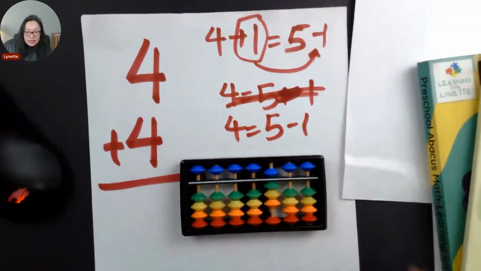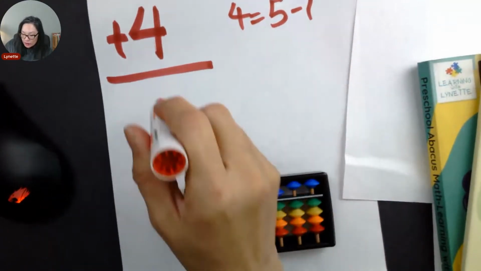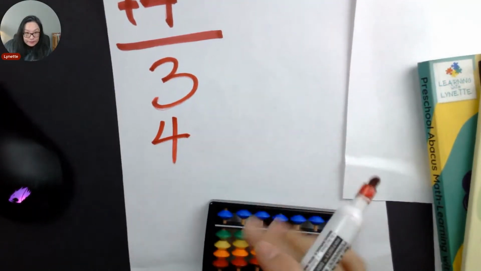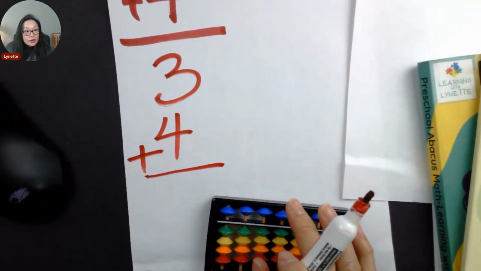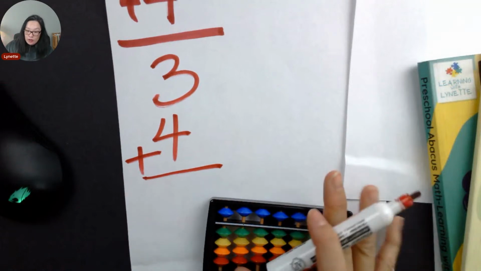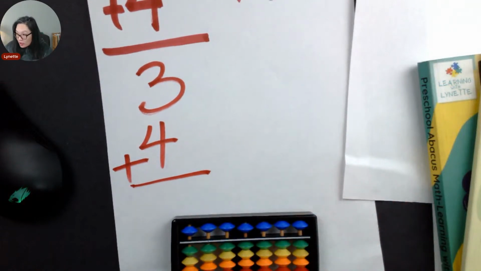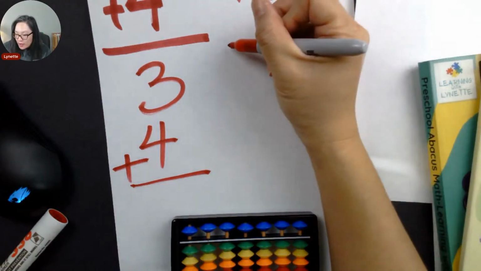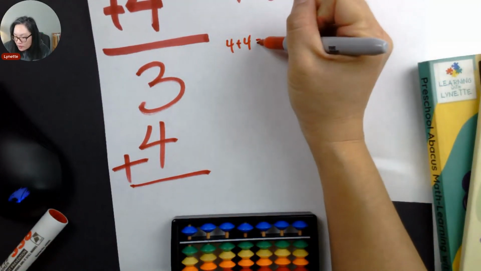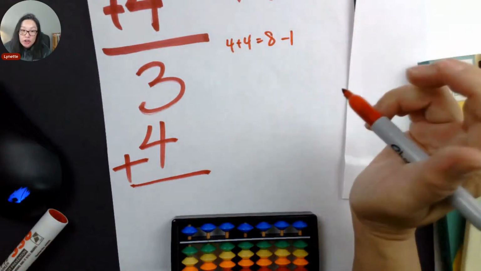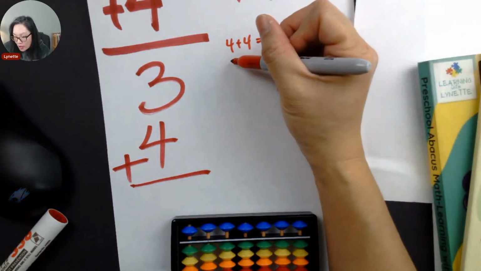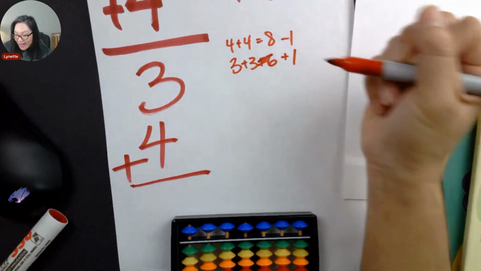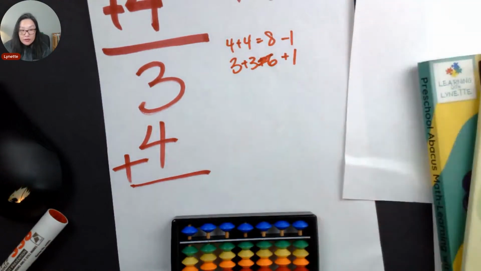So, okay, let's take this one step further, and we do 3 plus 4. Well, if we learned our doubles, we needed to remember that 4 plus 4 is equal to 8, and then we have to take away 1. You can do that. Or you can learn your other doubles, which is 3 plus 3 is equal to 6, and then you have to add 1, right? These are things that you can remember.